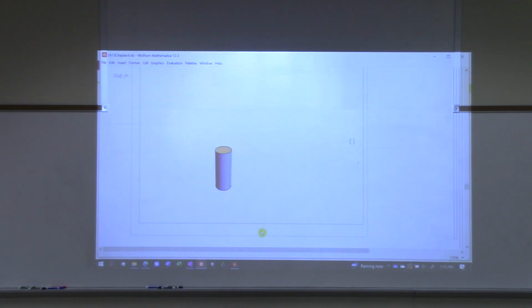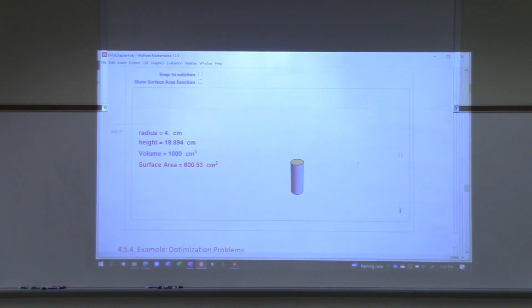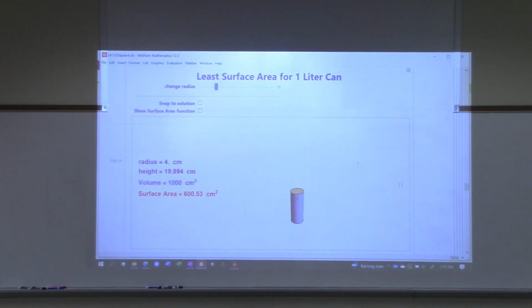So I have an image here. Do y'all see this little soda can? It's a right cylinder. What I can do here is change the radius of it and make it smaller, taller. The way I have the computer set, it's going to keep the volume always 1,000 cubic centimeters, so it's always going to hold 1 liter. But keep your eye on the surface area. Watch what happens to it.